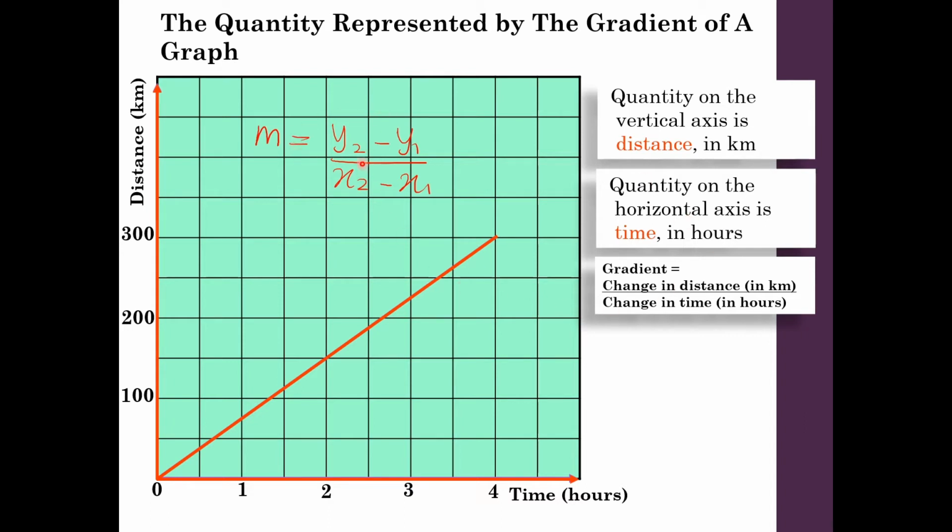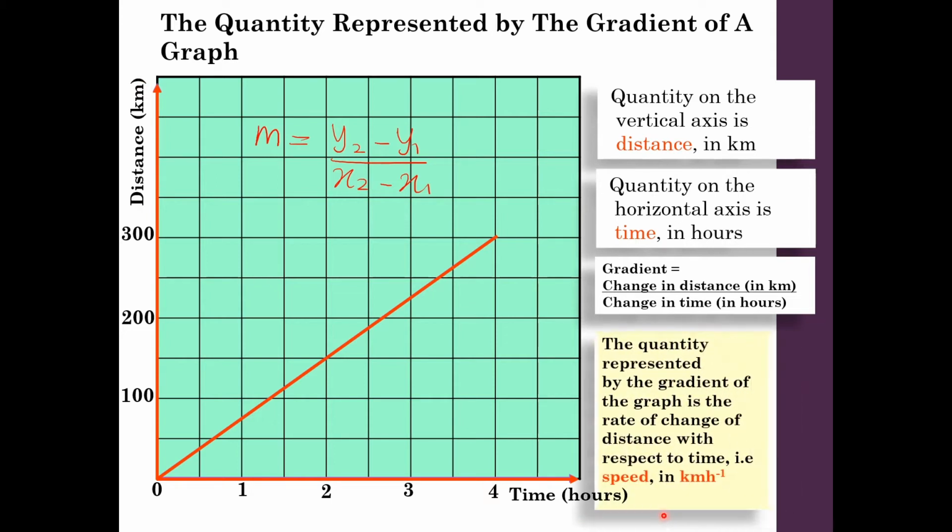So y2 minus y1 is actually change in distance, and x2 minus x1, which is the value of x here, is time. So change in time. So the gradient for this graph is actually the change in distance over the change in time. So based on the formula that we already recalled just now, change in distance over change in time is actually speed. So therefore, the quantity represented by the gradient of the graph is the rate of change of distance, or in other words, it is called speed.